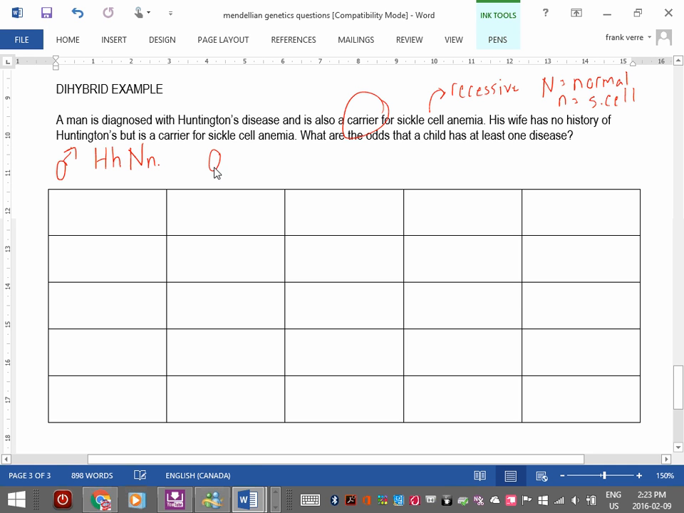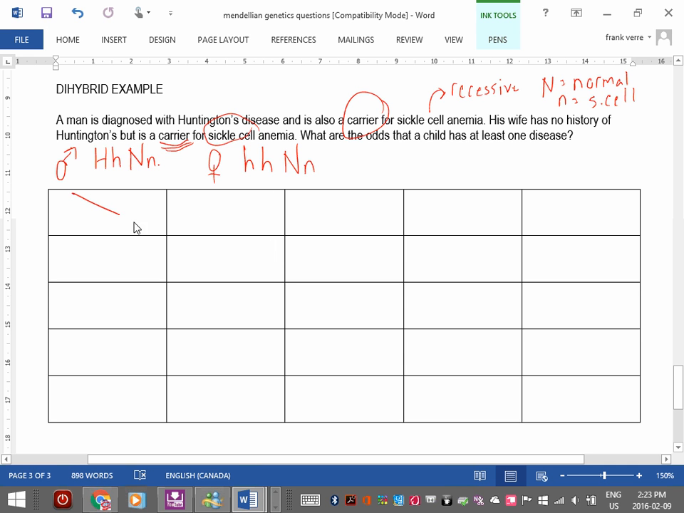Now the female. The female has no history of Huntington's. So that means she's got to be normal for that. So she's got two little h's. But she's also a carrier for sickle cell. So she has to be big N, little n. So she can't be big N, big N? No, because it says a carrier, right, for sickle cell. So let's think about the male now, separately.